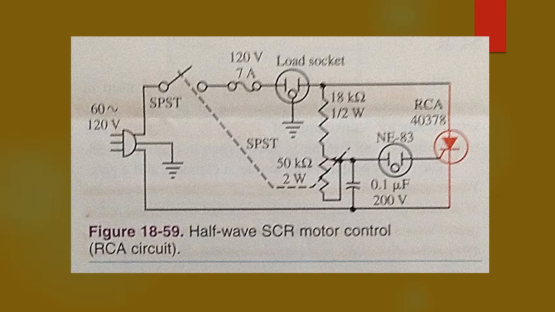The gate is connected to some type of triggering circuitry that allows for control of the conduction of the SCR. The SCR, again, the gate is connected to some type of triggering circuitry that allows for control of the conduction of the SCR. The SCR is capable of handling large DC current values, figure 18-59.